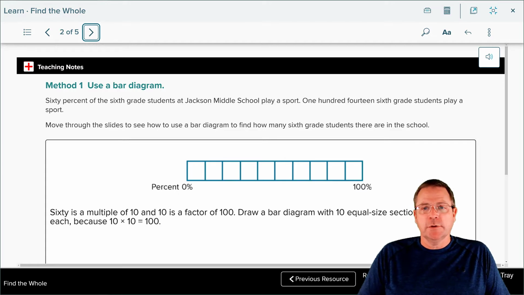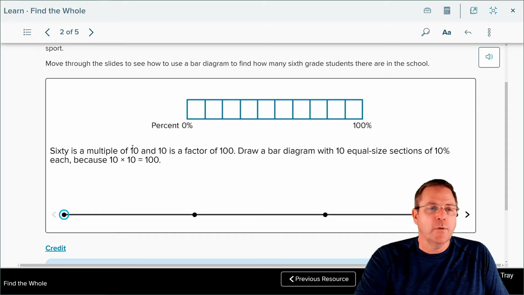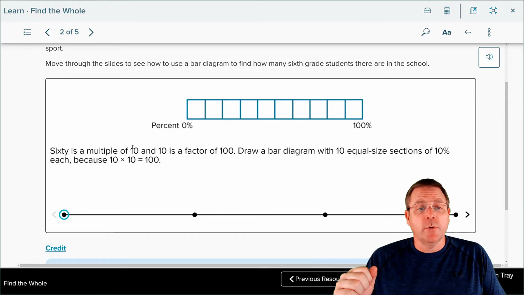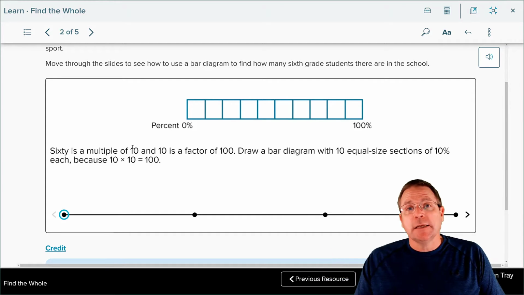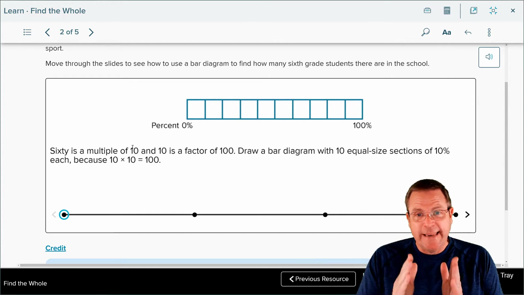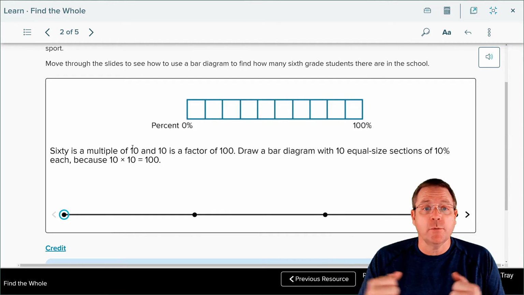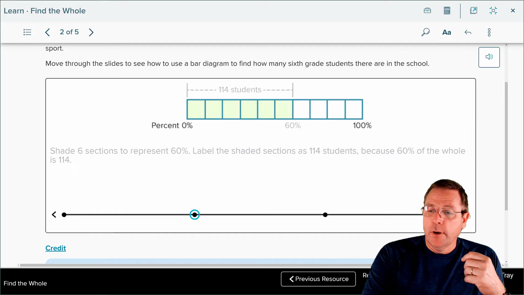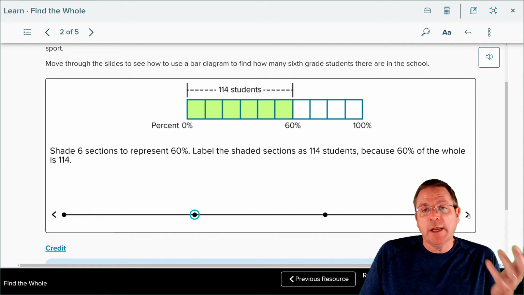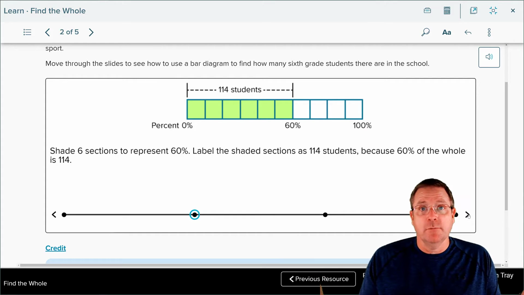60% of 6th grade students, yep, we said all that already. We're going to move through the slides and see what happens. So 60 is going to be a multiple of 10, and 10 is going to be a factor of 100. So they drew the bar diagram with 10 equal spaces so that they could get, of course, 10 times 10, 100%. From there, they're going to move on to the next spot where they took and shaded 60%. And they know that that 60% is going to equal 114 students. All right, that sounds good, right?